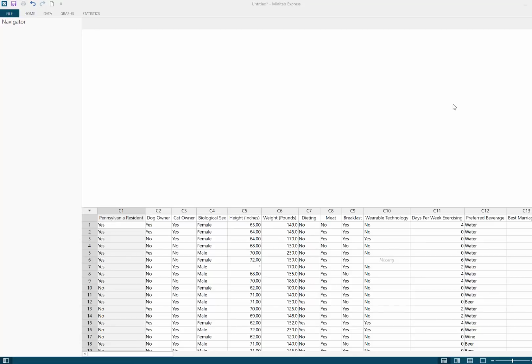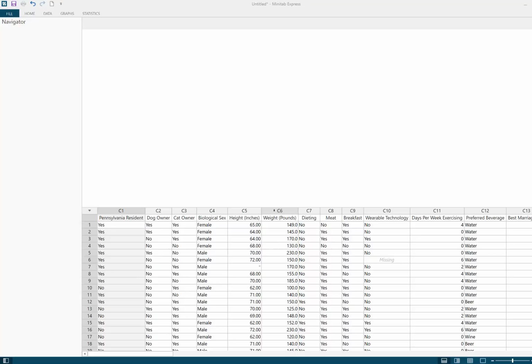This is the Spring 17 data MTW file. These data were collected from a representative sample of World Campus Stat 200 students. The variable labeled preferred beverage had 3 different options. Participants could choose between beer, water, or wine. We're going to compare the weights of participants who chose between beer, water, and wine. Since we're comparing the means of 3 independent groups, a one-way ANOVA is the appropriate analysis.